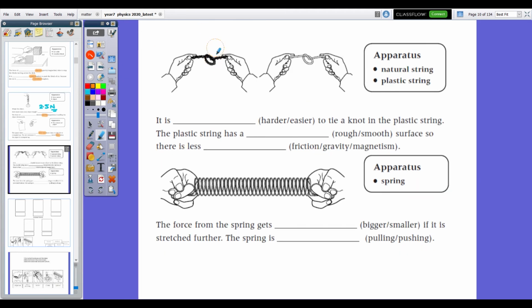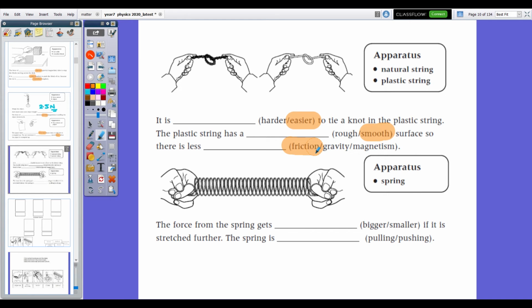This one is really with a piece of rough string and a piece of smooth string. If you've got anything like that at home, you can go ahead and do it now. This is a natural string made of natural fibers, and this is a plastic string. And what you'd find is the plastic string is easier. They're both relatively easy to tie a knot in, but the plastic string has a smoother surface, so there is less friction.